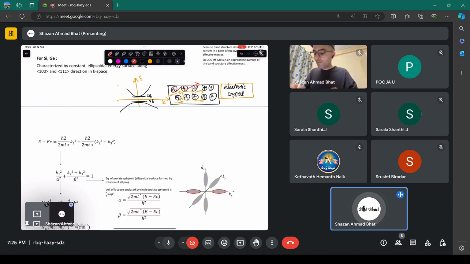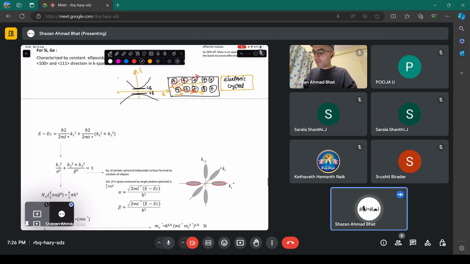Now, let's say the electron moved in this direction and faced constructive interference. That means that particular energy value is acceptable. Now we are particularly considering a wave picture here for the electron. Now, what is a photonic crystal? This was an electronic crystal.